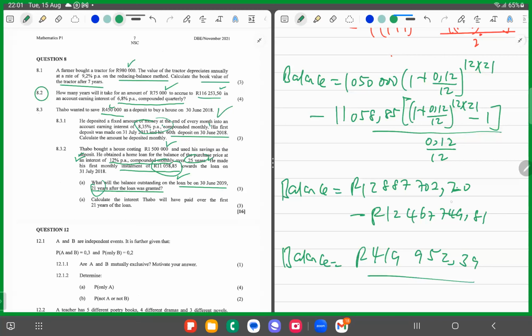Anyway, just note that. This one is supposed to be part B. 8.3.2 part B. All right. So obviously now that is the balance.